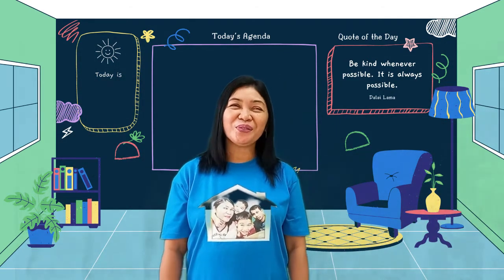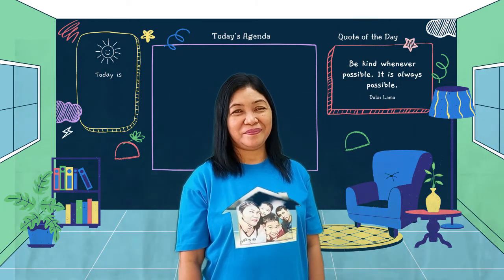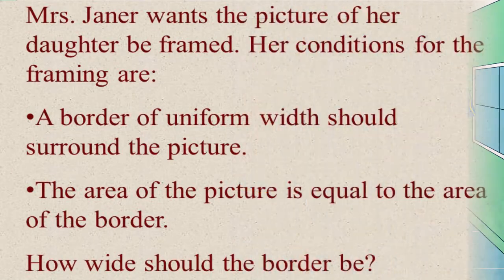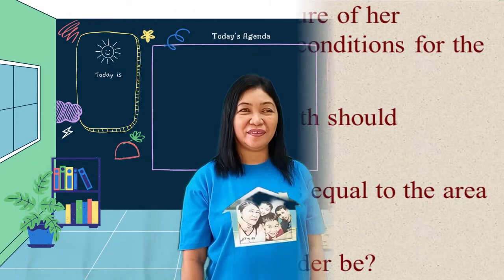Now, try to understand this real-life problem. Mrs. Henner wants the picture of her daughter be framed. Her conditions for the framing are: a border of uniform width should surround the picture. The area of the picture is equal to the area of the border. How wide should the border be?